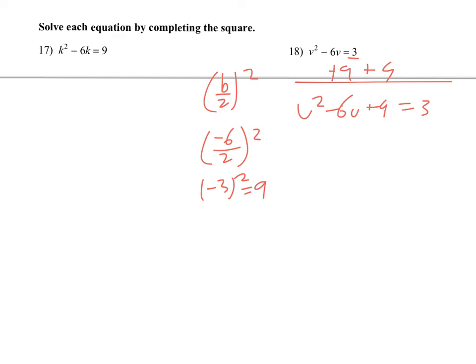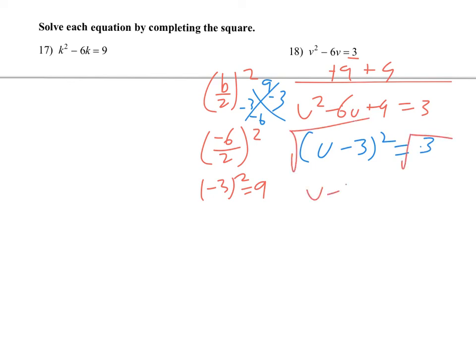All right, so now I'm going to factor this with x. So I have 9 and negative 6. That's negative 3 and negative 3. So I'm going to put v minus 3 squared equals 3. So now we can square root both sides. And so v minus 3 equals plus or minus rad 3. And then I'm just going to add this 3 over. I'm going to put that in front. So I got 3 plus or minus the square root of 3.